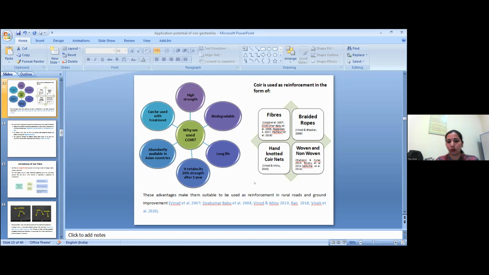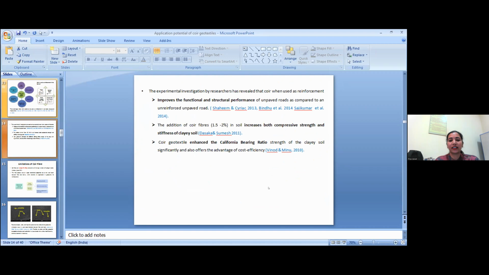Previously, as reported by various researchers, coir has been used in the form of fibers, braided ropes, hand-knotted coir nets, and woven and non-woven coir geotextiles in paved roads as well as in unpaved roads. The experimental investigation has revealed that on inclusion of coir in any form, it results in improving the functional and structural performance of the structure. The addition of coir fiber in soil increases the compressive strength and stiffness of clay soil, and coir geotextile enhances the California bearing ratio strength of the soil. The California bearing ratio is a parameter which decides the load bearing capacity of the whole structure.